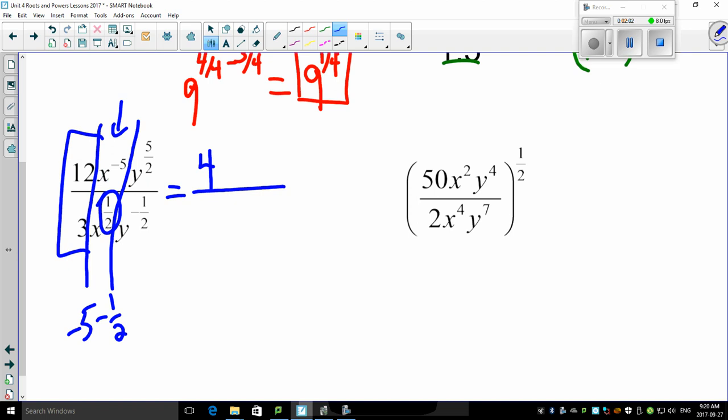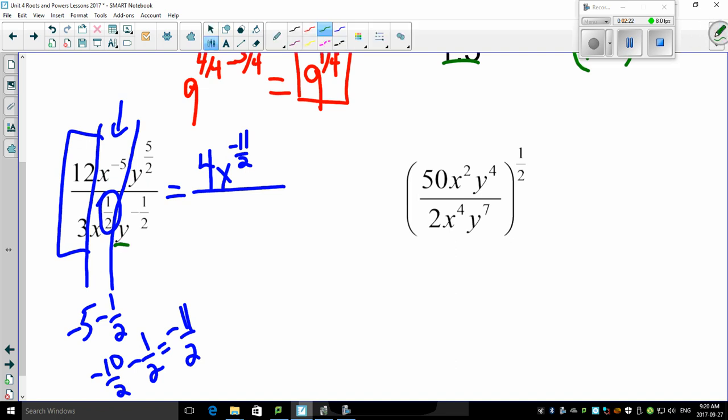Okay, well, wait a second. Let's put this as a fraction. Negative 10/2 is what negative 5 turns out to be. Subtract a half works out to be negative 11/2. All right, so this is x to the negative 11/2. That's fine. Now, do the next one, which is the y's.